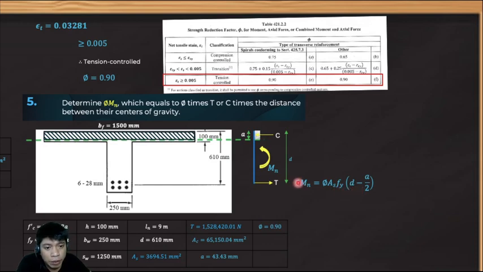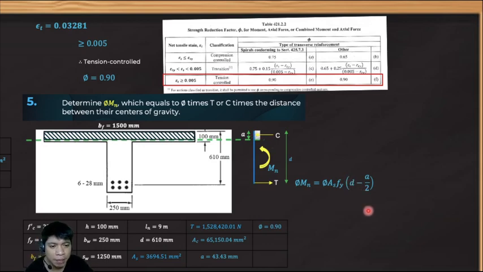ating distance between the two forces. Iyong T at saka C, iyong distance nila is actually d minus kalahati ng a, no? Kasi si C is nasa gitna siya mismo ng a. Nag-act siya sa gitna ng a. Okay? So, kaya d minus a over 2 siya.